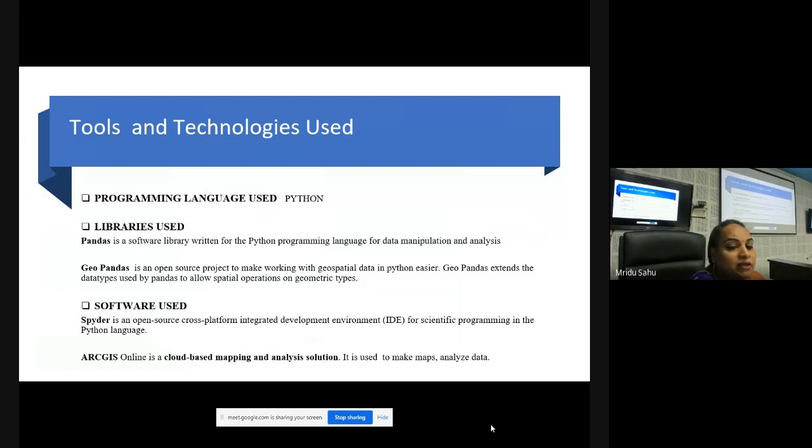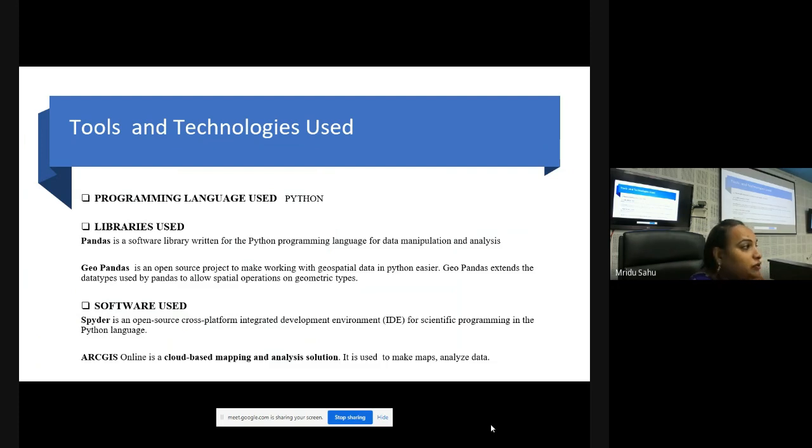So the tools we have applied: the programming language we have used over here is Python, and the libraries you can write in your notebook are Pandas. Pandas is a software library written for the Python programming language for data manipulation and analysis. Then GeoPandas is an open source project to make working with geospatial data in Python easier, and GeoPandas extends the data types used by pandas to allow spatial operations on geometric types.